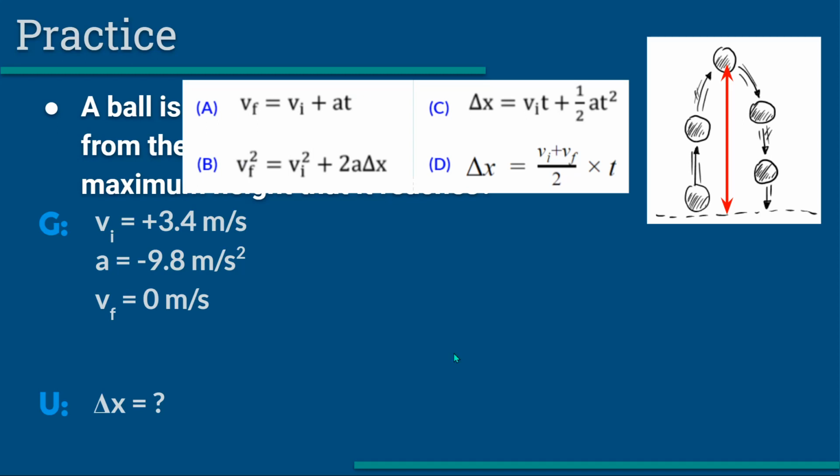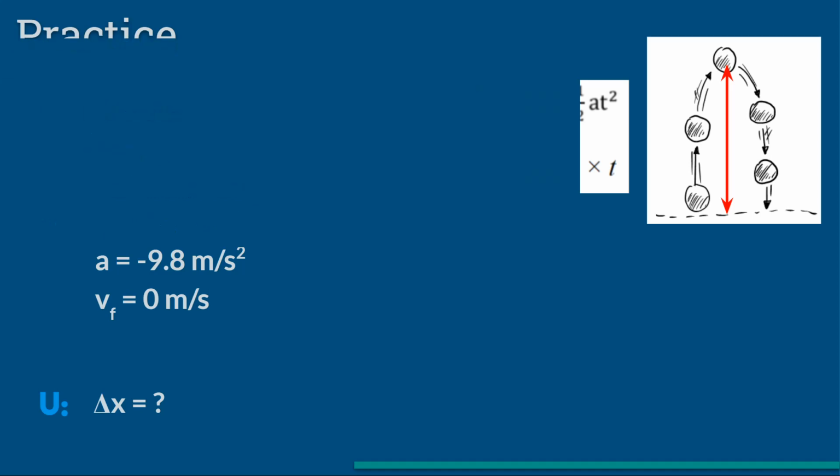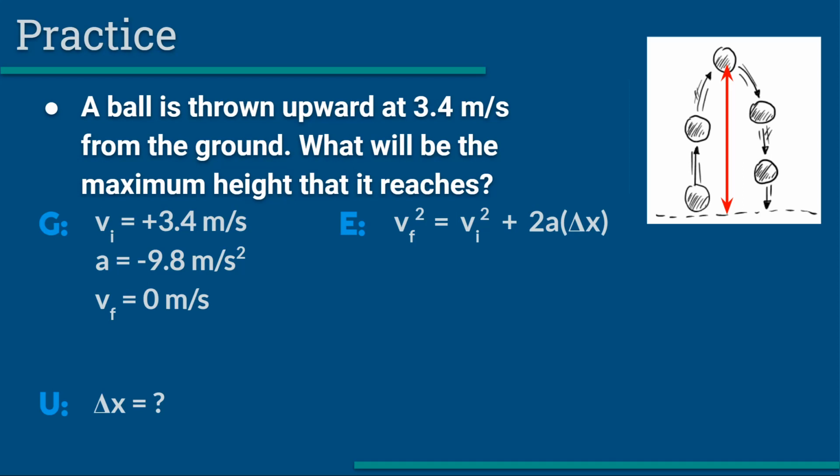The one that's going to be easiest for us to use that we can do in a single step is going to be equation B. Vf squared equals Vi squared plus 2 times a times delta x. Now, could I find time first and then delta x? Absolutely. You're welcome to do that. It's an extra step, but there's nothing wrong with doing it that way. But I'm going to go ahead and do it this way.